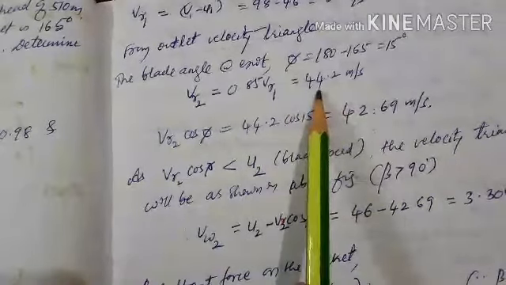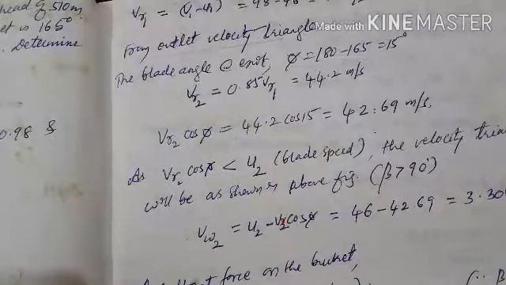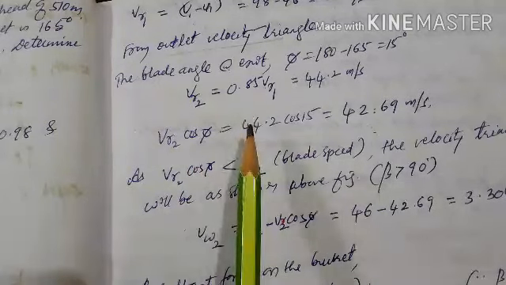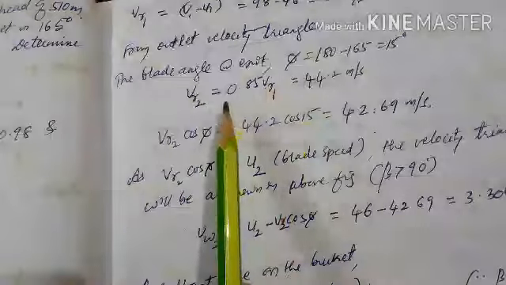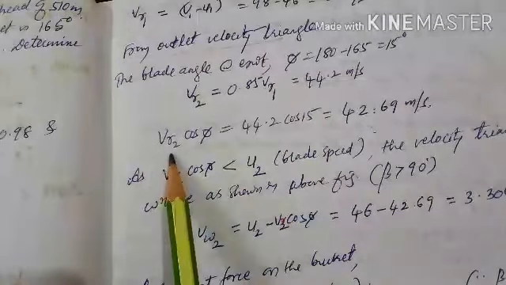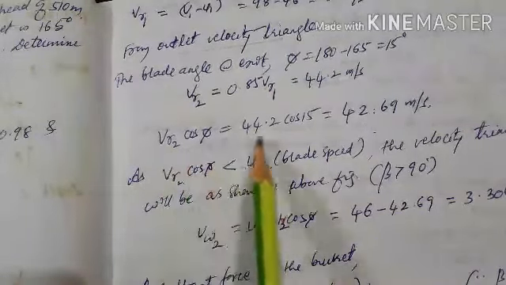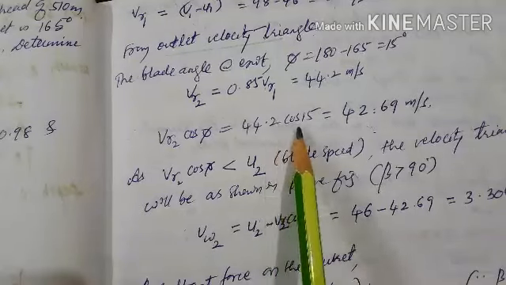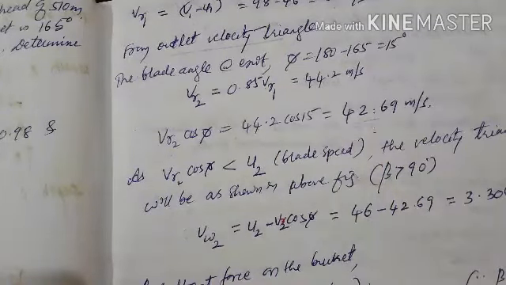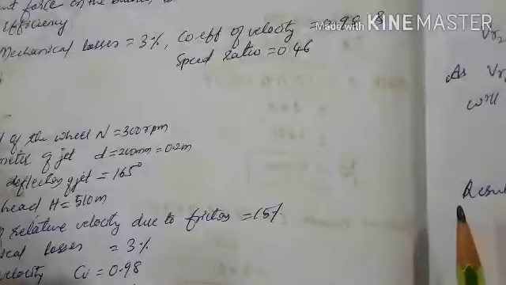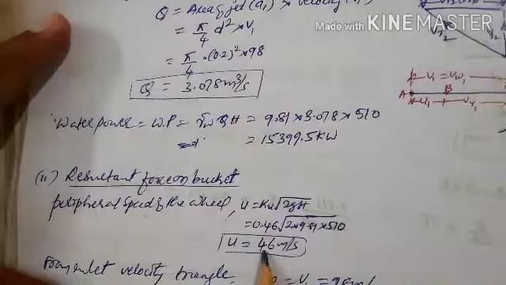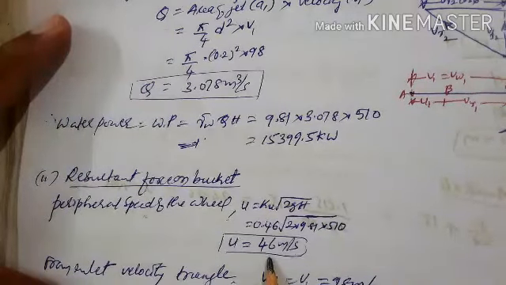So we get 44.2 meter per second. As I said, the outlet velocity triangle depends upon the quantity VR2 cos phi. Already we know the value of U2. Calculate VR2 cos phi. VR2 cos phi will be 44.2 cos 15. We get 42.69. Since VR2 cos phi is less than U2, because U2 is 46, since U1 equal to U2 equal to U, that is 46 meter per second.